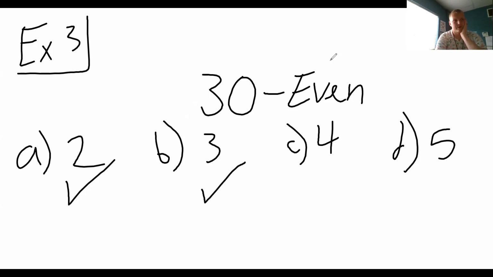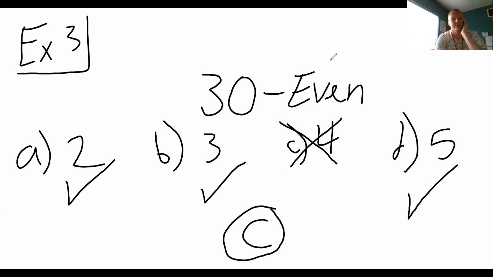4, does 4 go into 30? No. Right, it does not. 5 goes into 30? Yes, it does. Well, it's only asking about 2, 3, 4, and 5. So that is it. So we found out that C is my answer. C does not go into 30. That makes sense, Evan? Ian, is that making sense?